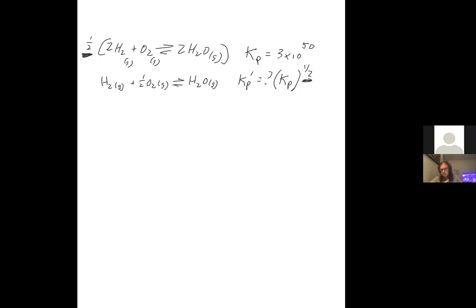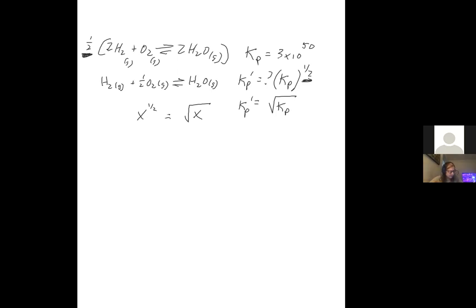It was 3 in the previous example. Here it's going to be half. What does that mean when we say that we're going to raise something to the half? There's a notation for that. So if I say x to the half, that's the same thing as the square root of x. So this would just be the square root of our original Kp.